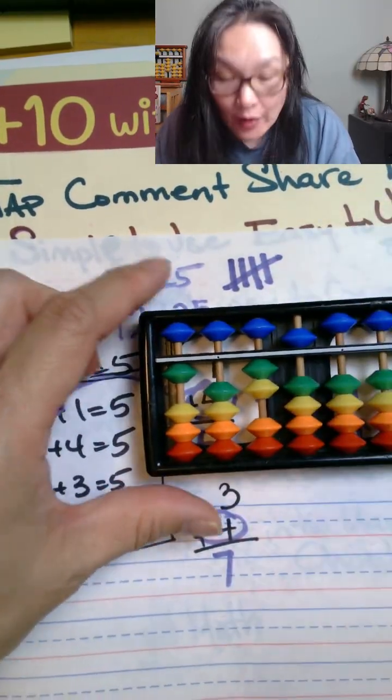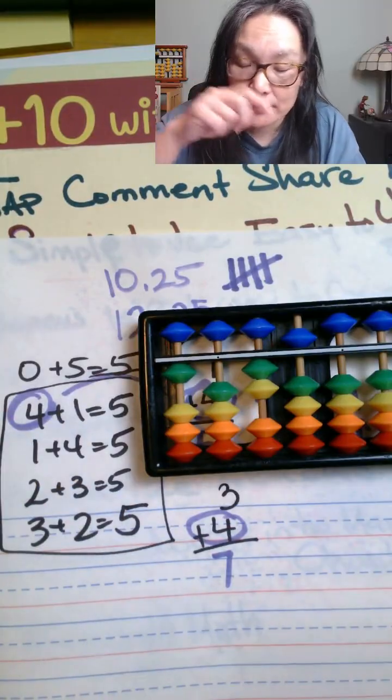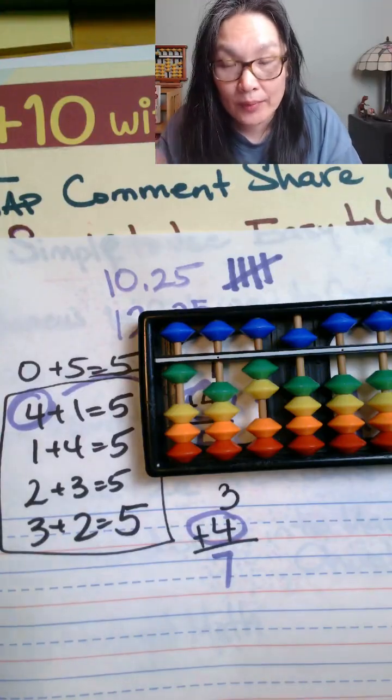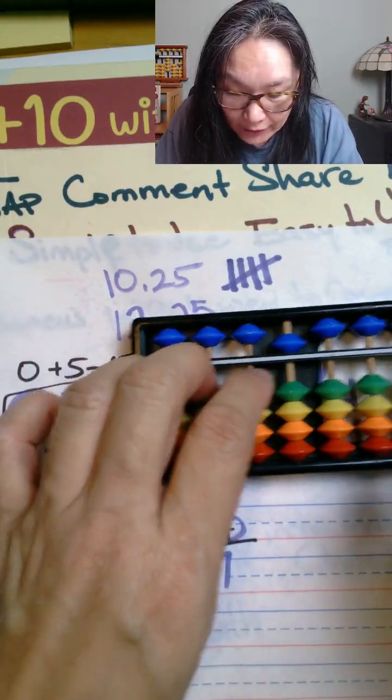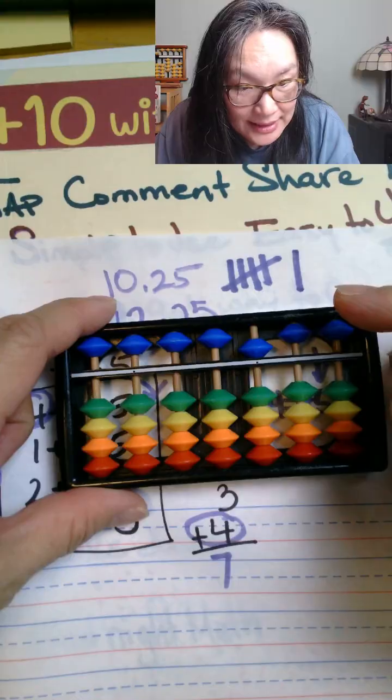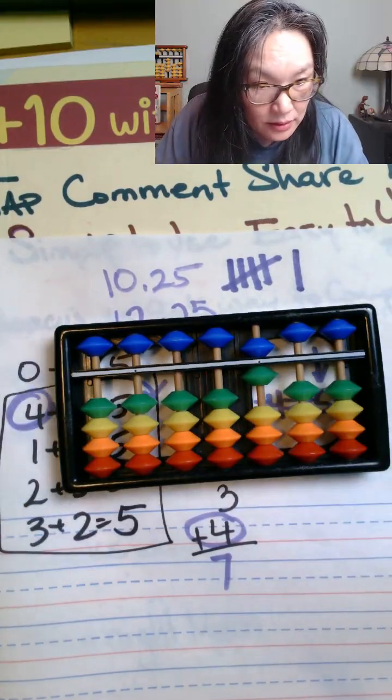So we have 5, but the difference between the tally marks and the abacus is that on the abacus, we cannot break up the tally marks. So we have 5. Let me do 5, right? We have 5, and then when I want to do 1, that's 6. So this is 6. Exactly.